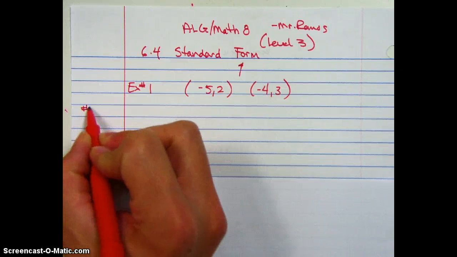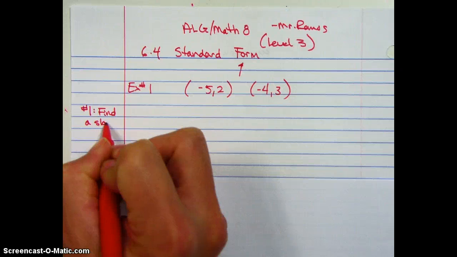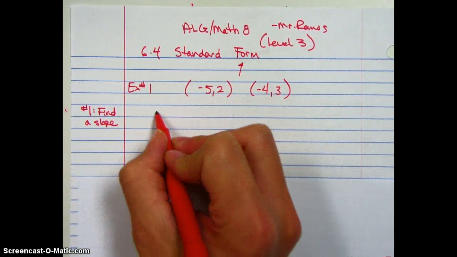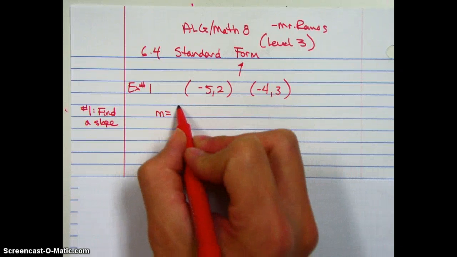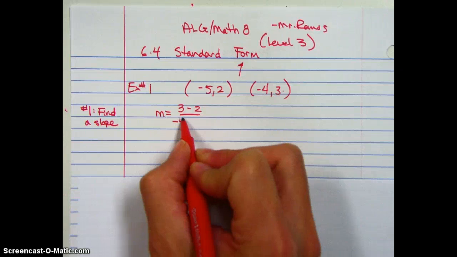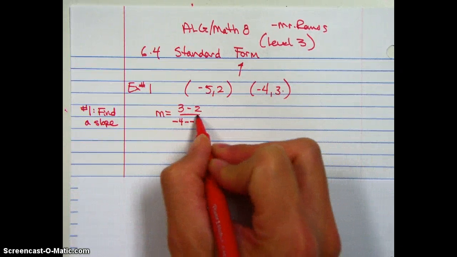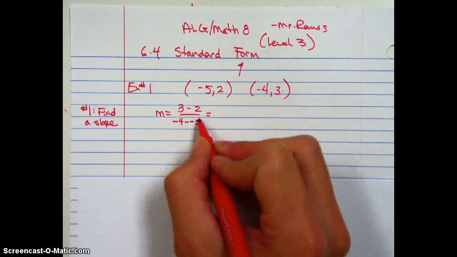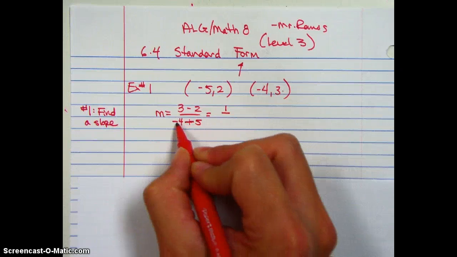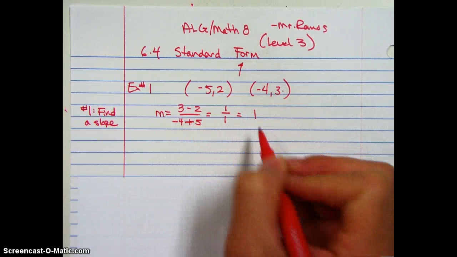So the first thing you want to do is to find a slope. And all you need is 2 points to find a slope, and that happens to be the information they gave us. So I'm going to go ahead and find my slope using my formula. I'm going to go 3 minus 2, and I'm going to go negative 4 minus a negative 5. Here these turn to plus, so I get 3 minus 2, which is 1. Negative 4 plus 5 is going to give me positive 1. So my slope is 1.